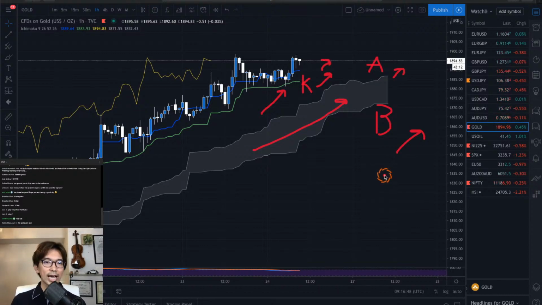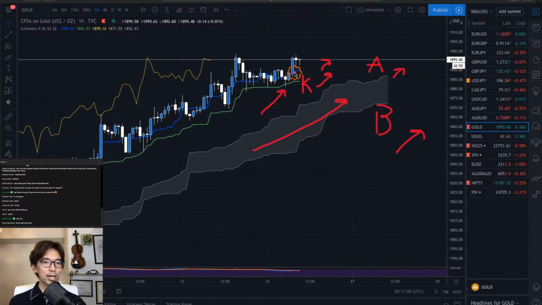So you can just stick with that, and once you get used to it, then you can start to look at the Tenkan-sen location relative to the current price level, and also you can add further confirmation with the Chikou span. When the Chikou span is above the candles, that is further uptrend confirmation.